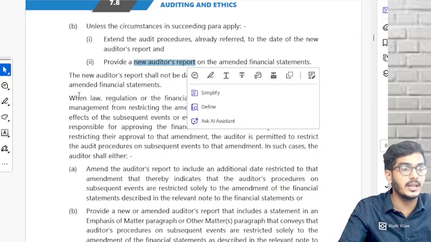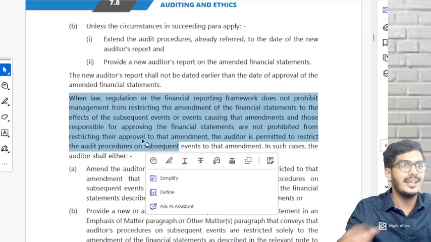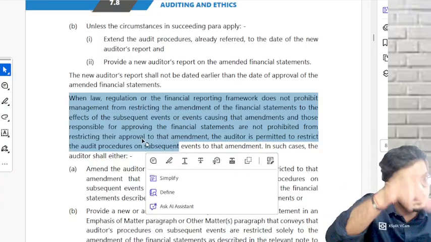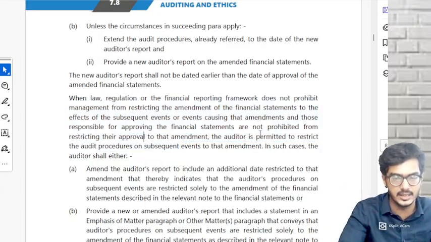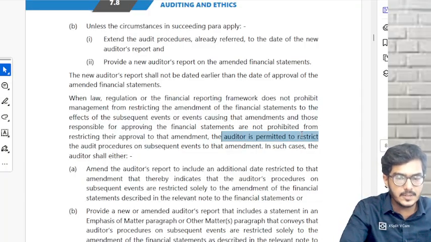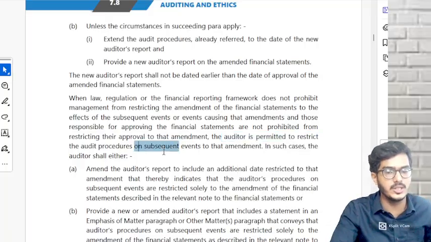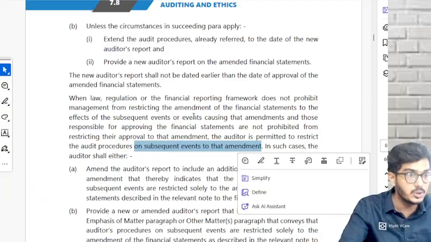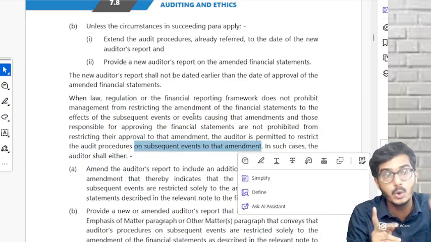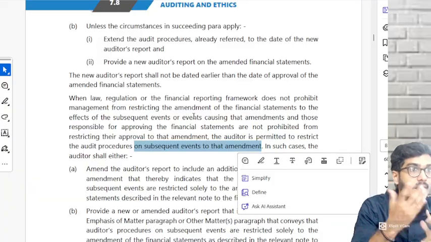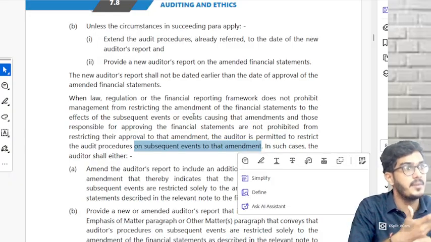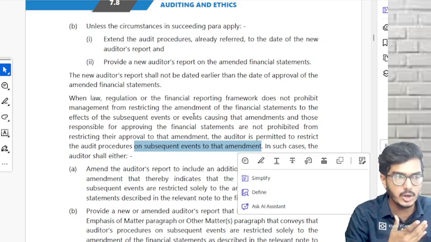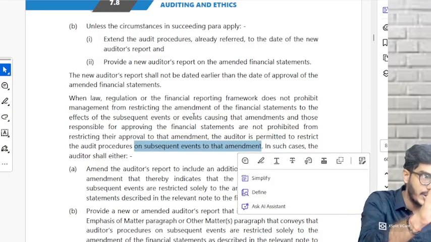But if law or regulation says no problem, you do a restrictive amendment, then you will perform audit procedures only on that particular fact, not on the other procedures. See, it is written here: the auditor is permitted to restrict his own audit procedures only to those subsequent events relating to that particular amendment. Understood? There are 2 options, one called restrictive amendment, one called full amendment. Restrictive amendment is allowed, but law or regulation should not be prohibiting it. If law or regulation does not prohibit it, amend your FS only for that particular subsequent event.